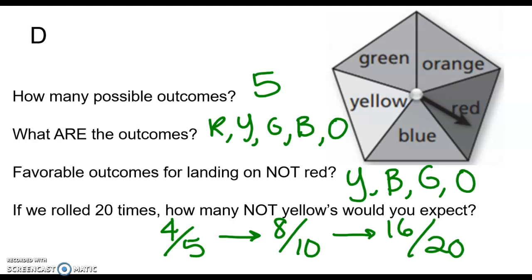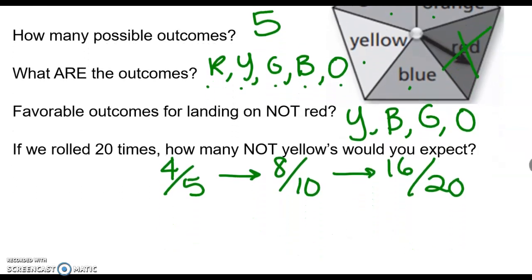Okay, for this one, we see it's a spinner with 5 different sections. Okay, so 5 possible outcomes. What are the outcomes? Well, red, yellow, green, blue, and orange are the different things you could land on. Favorable outcomes for landing on not red. Well, that would be everything else besides the red. So if I don't want to land on red, I could still land on yellow, green, blue, orange. Right? So I would list those out. There are 4 ways I could land on something other than red.